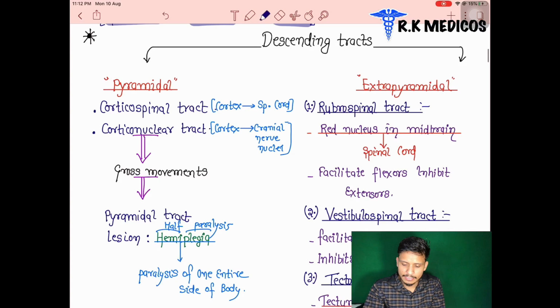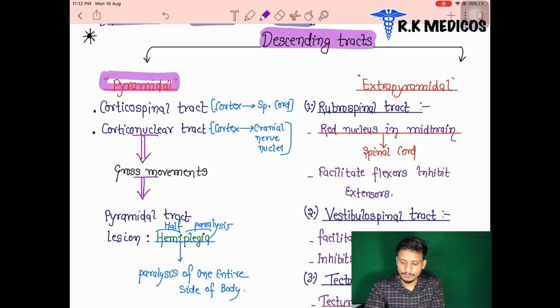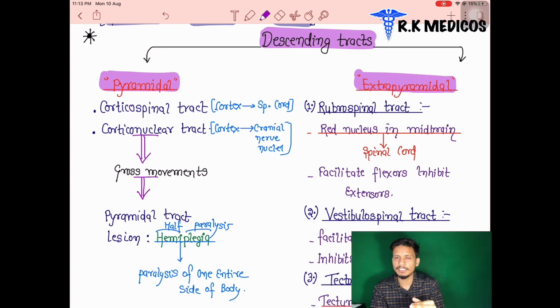This descending tract is classified into two types on the basis of their passing their structure in the brainstem, basically in the medulla region, where these structures are going to pass through the pyramidal part of the medulla oblongata. The medulla oblongata has basically two parts, pyramid and olive. When these fibers pass through the pyramidal part of the medulla oblongata, they are called pyramidal tracts, or the pyramidal part of the descending tract.